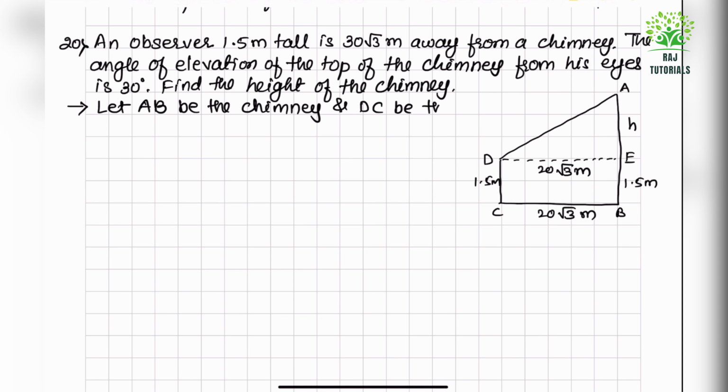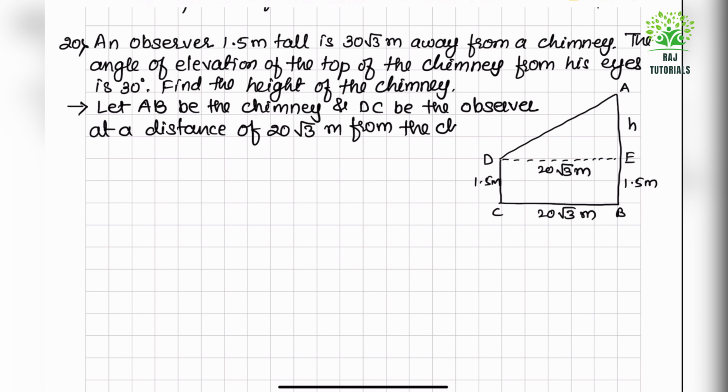Let AB be the chimney and DC be the observer at a distance of 20 root 3 meter from the chimney.